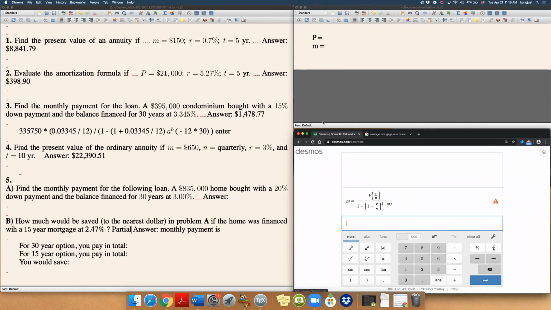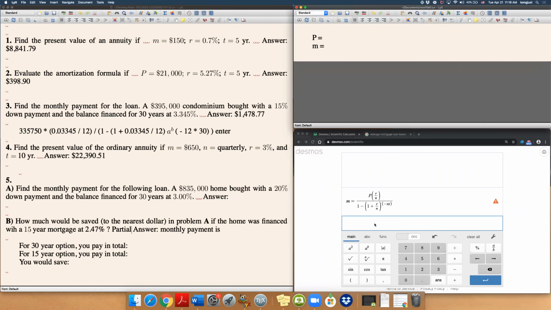Okay, so we have P, but not exactly. We have $835,000. We make a 20% down payment, so times 0.20, right? And that means the remainder I'm financing from the bank. So 835,000 minus the 167,000 gives me 668,000. This is how much I'm actually borrowing.